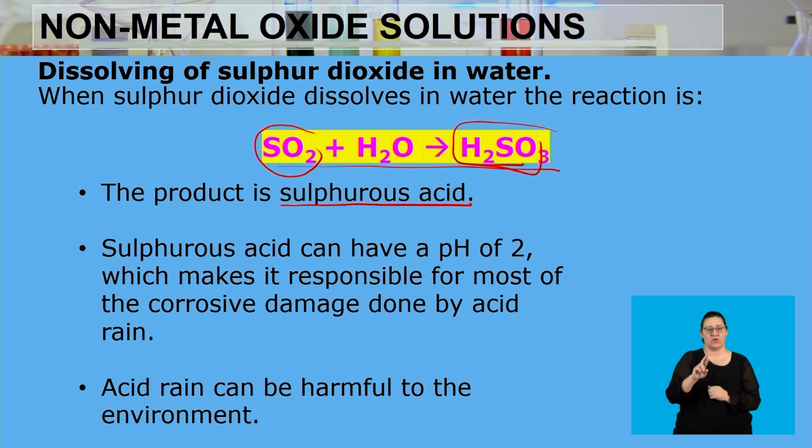Now sulfurous acid can have a pH of 2, which makes it responsible for most of the corrosive damage done by acid rain. So when that acid rain comes down, it can cause a lot of damage in the environment that we're living in.